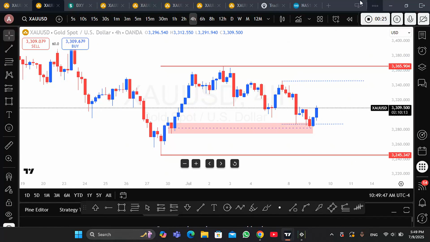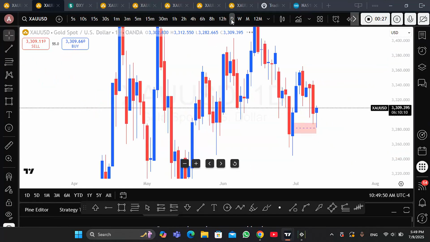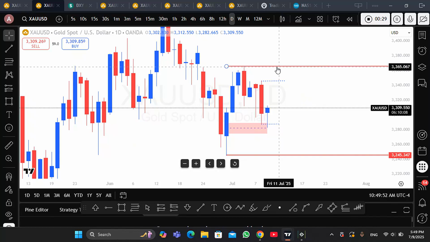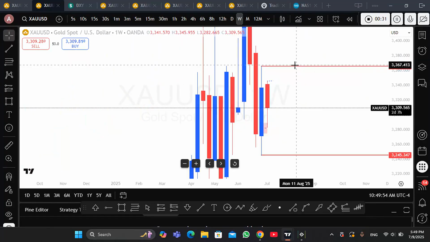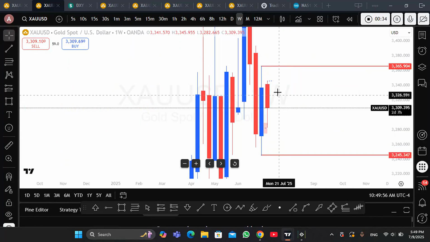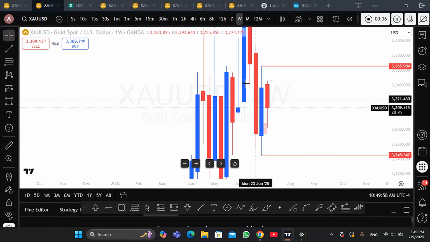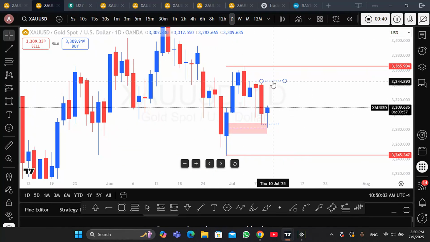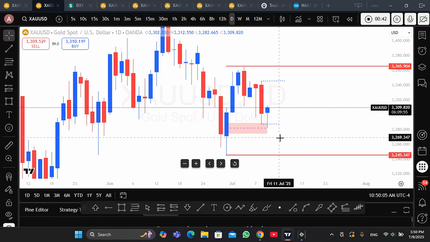Today, when I change the price to daily, you can see this is the high of the week. On weekly, this is the high of the week, and this is the low of the week. This is the high of the day, and this is the low of the day. I will change it to the daily time frame. This is the high of the previous day, and this is the low of the previous day.